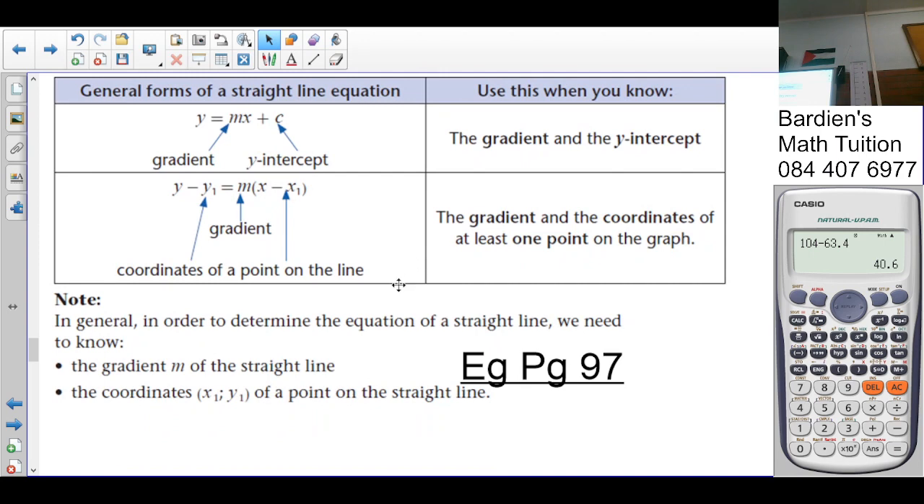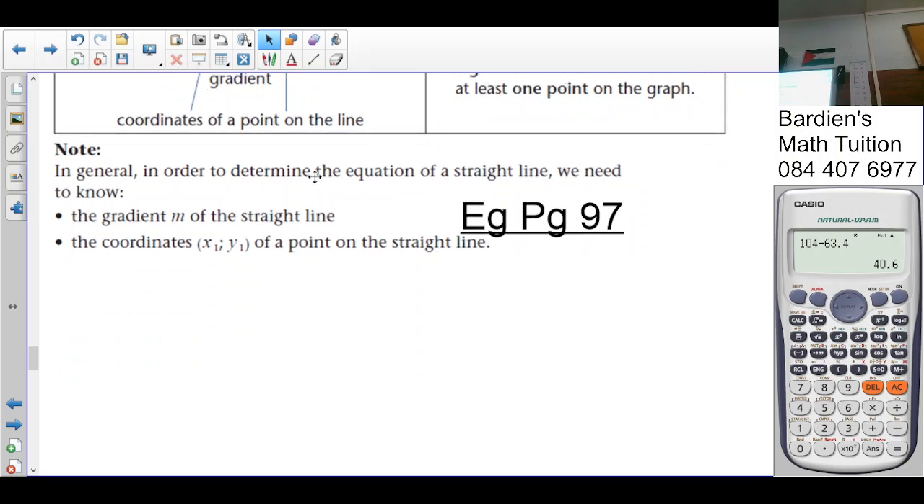The general form of the straight line equation is y equals mx plus c, where m is the gradient and c is your y-intercept. When using this, we know the gradient and the y-intercept. Then, with the coordinates of a point on the line and the gradient, we have y minus y1 equals m into x minus x1. We use this when we know the gradient and the coordinates of at least one point on the graph. So again, if you prefer using the second form, no problem. I just prefer using the first one.